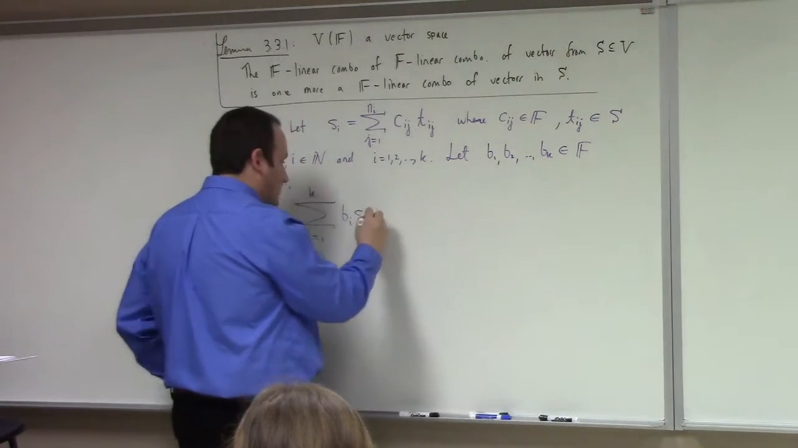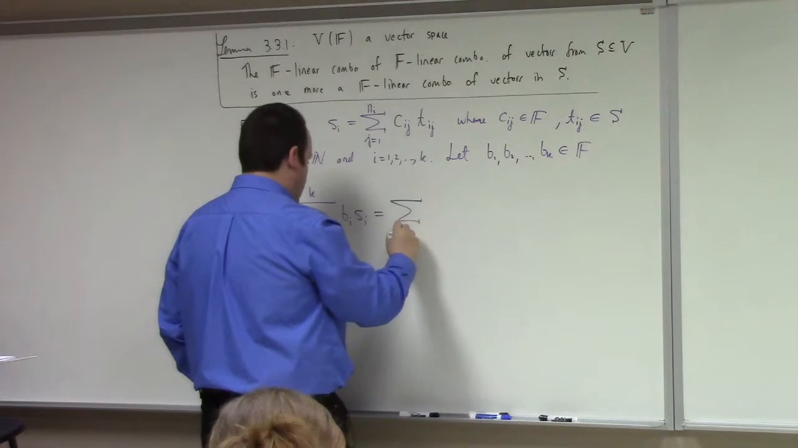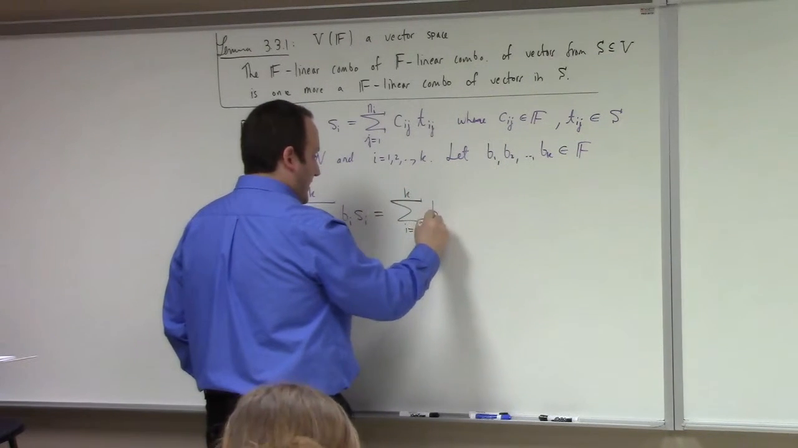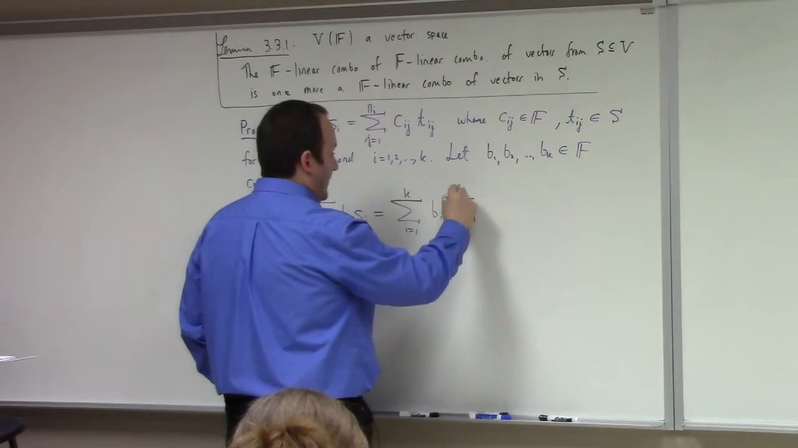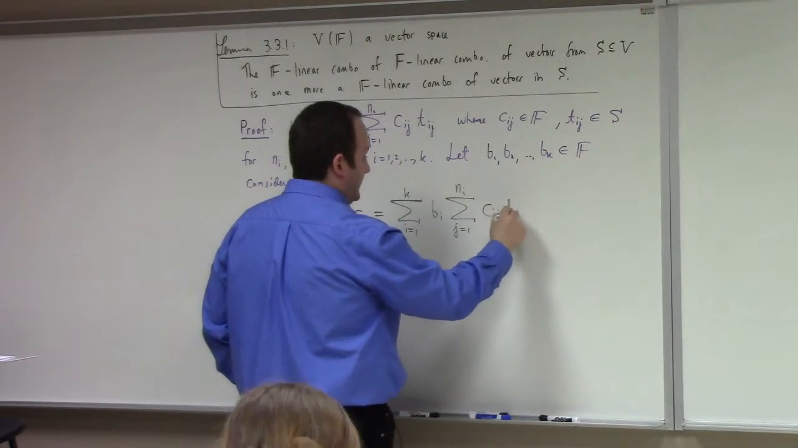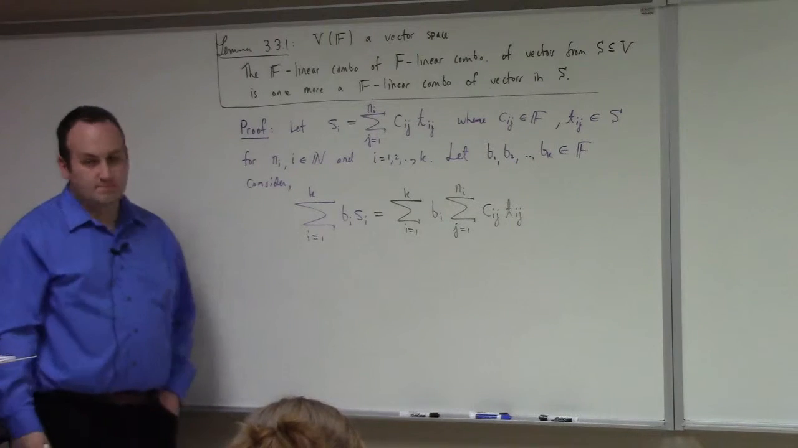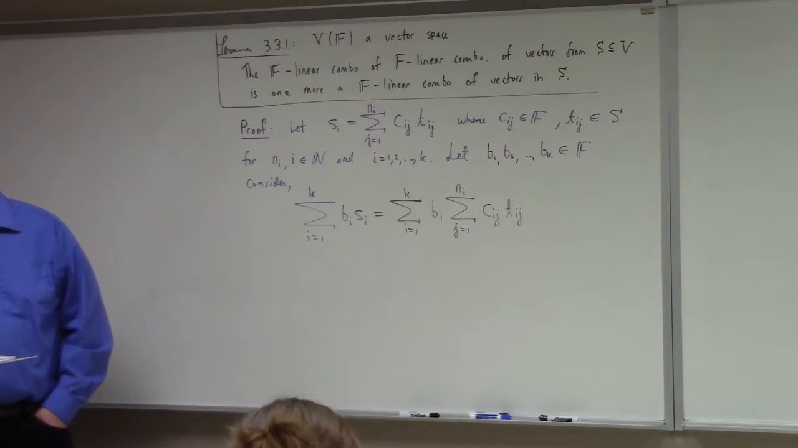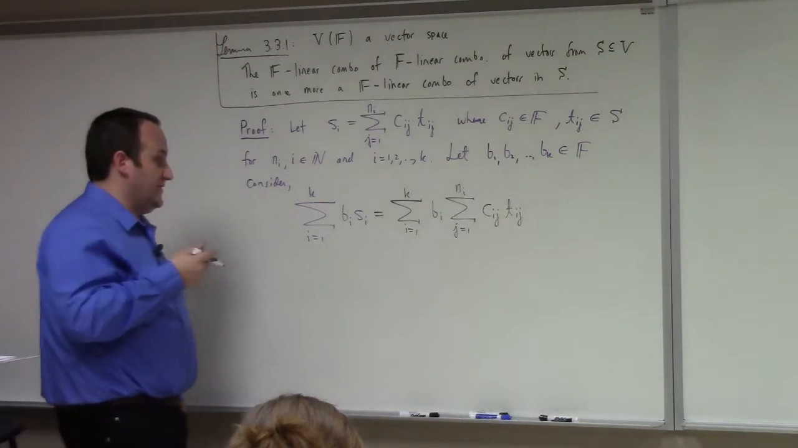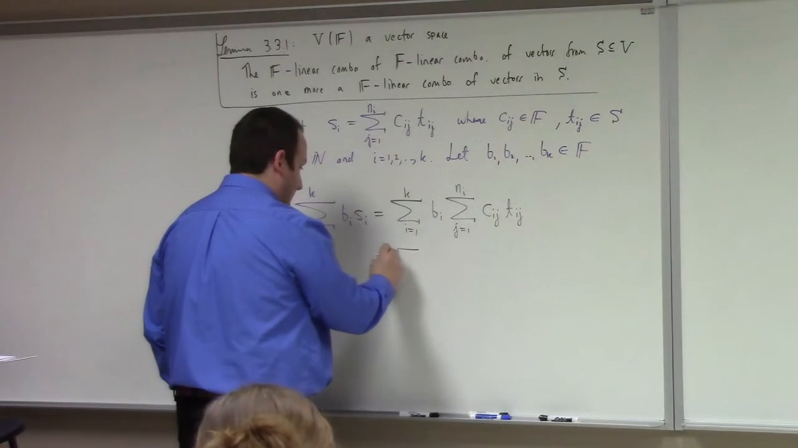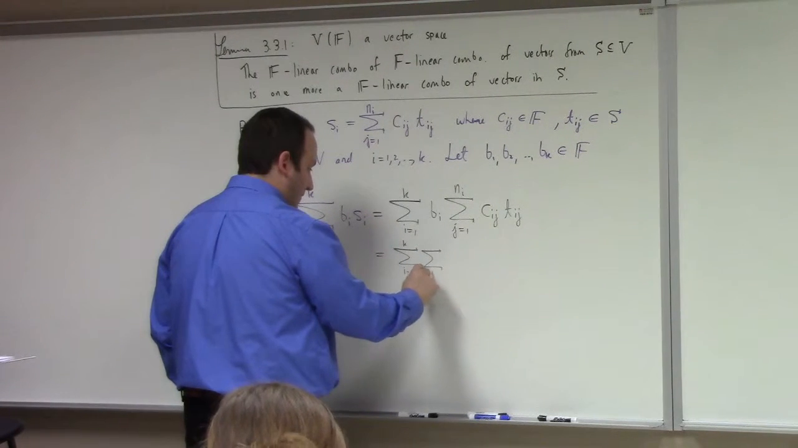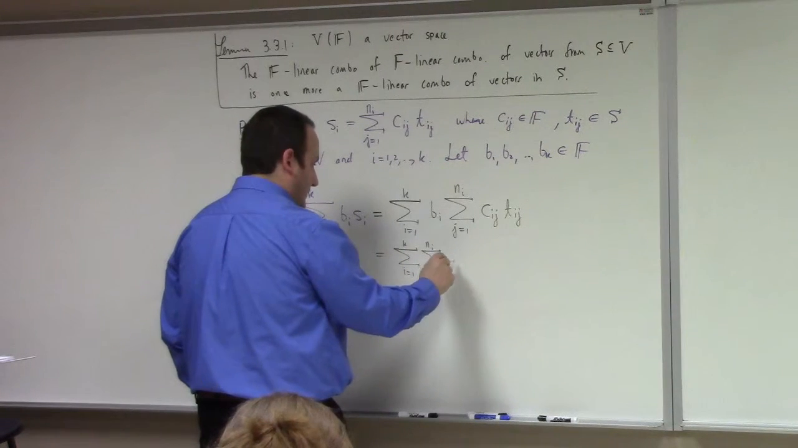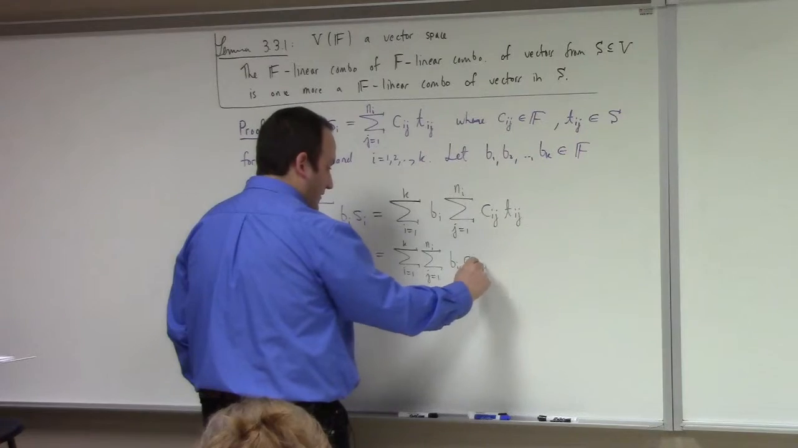So, all right, we've got the sum, i equals 1 to k, of b_i times the sum, where s_i was the sum j equals 1 to n_i of c_ij t_ij, right? Now what I do is I simply use properties of finite sums to bring the constant inside. So I've got myself a sum, i equals 1 to k, sum j equals 1 to n_i, of what? Of b_i c_ij t_ij.